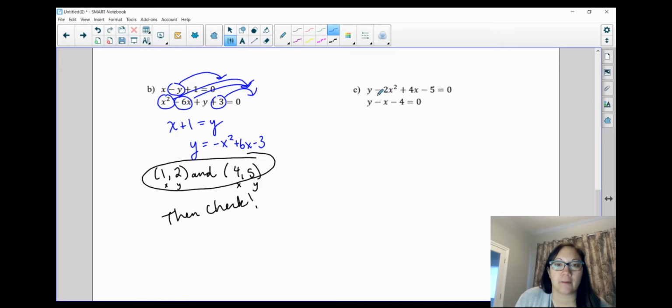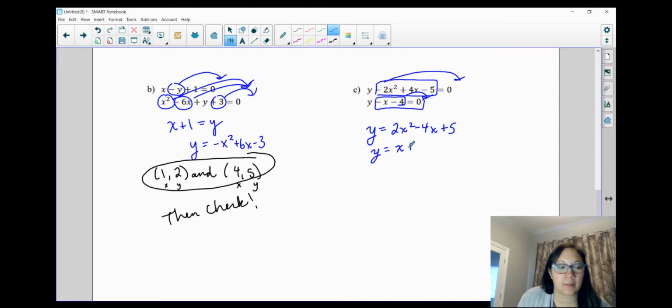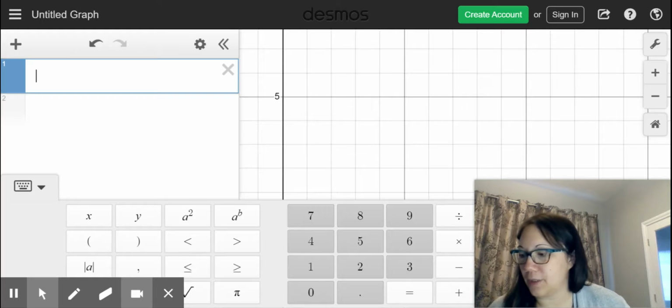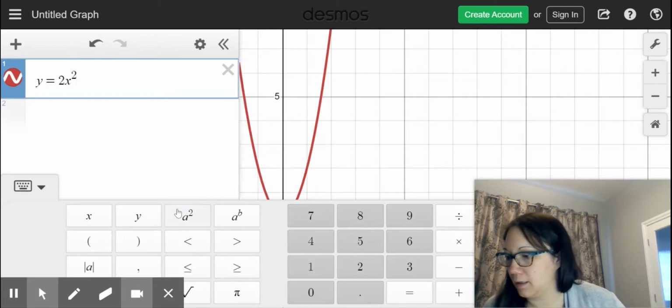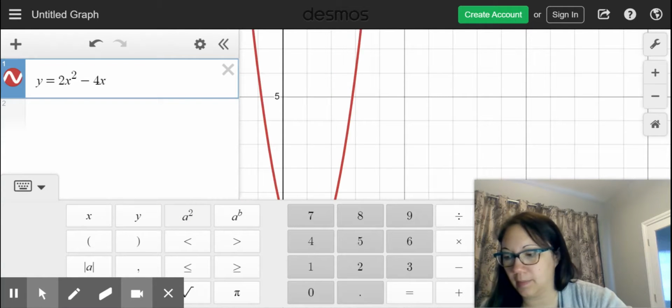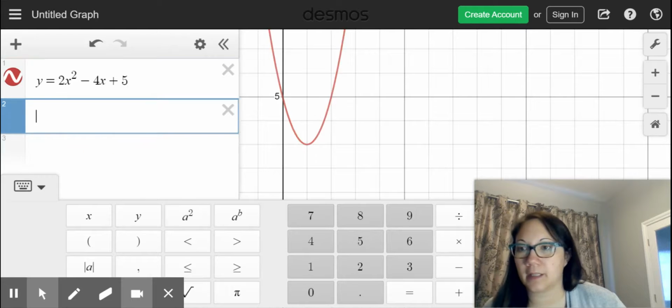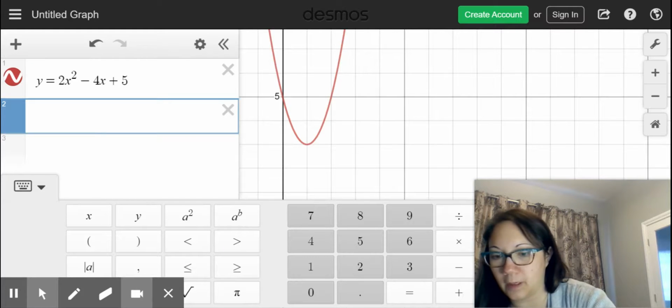Okay, moving on to part C. Again, I want to solve each side for y, so all of this is going to move to the other side here, and all of this is going to move to the other side here. So I'm going to get y equals 2x squared minus 4x plus 5 for the top one, and y equals x plus 4 for the second one. Okay, so now we're going to go ahead and graph that in Desmos. Our first equation was y equals 2x squared minus 4x plus 5. And our second was y equals x plus 4.